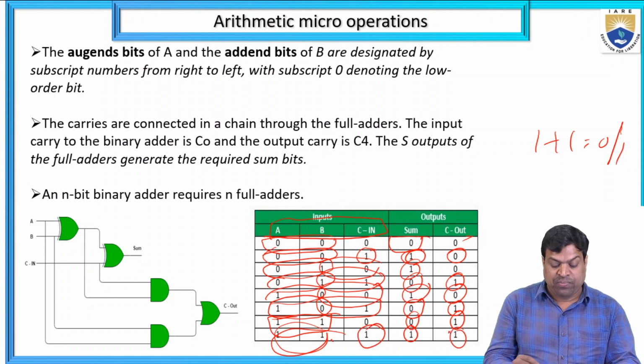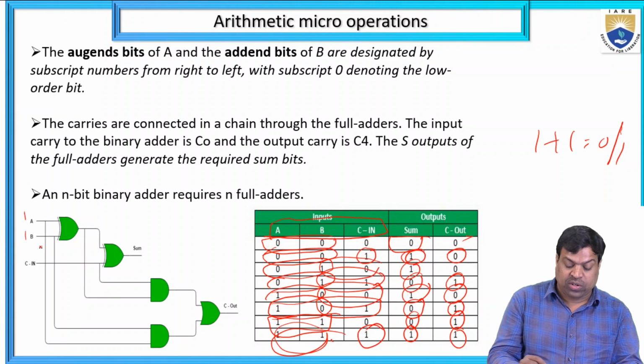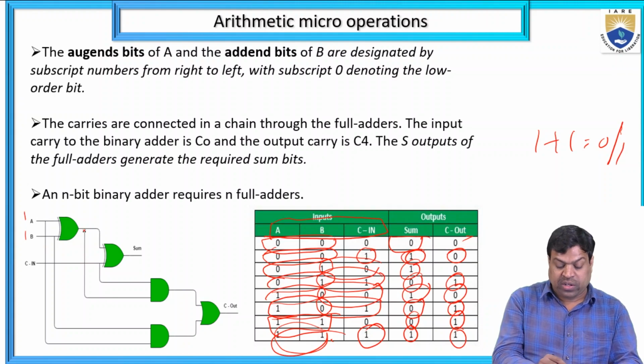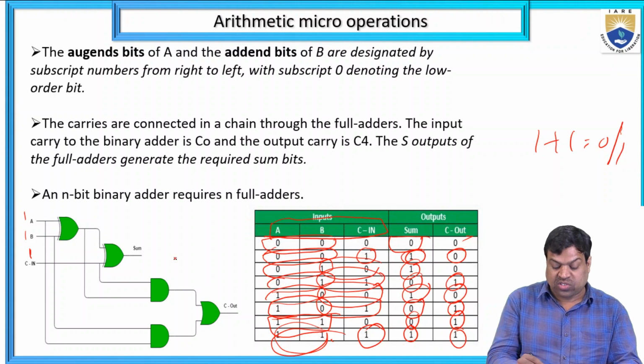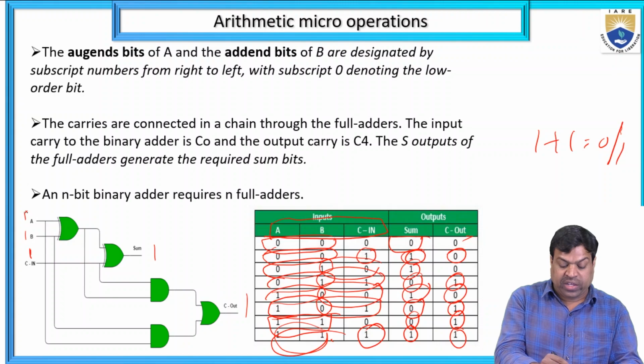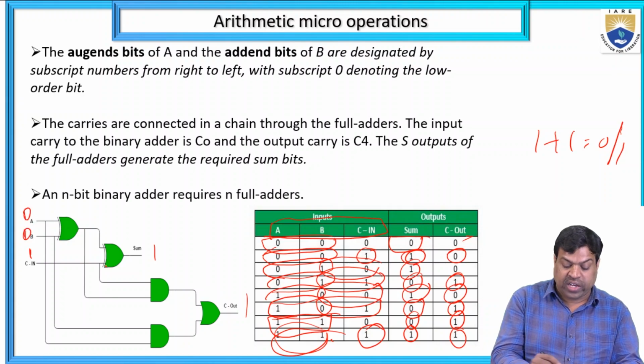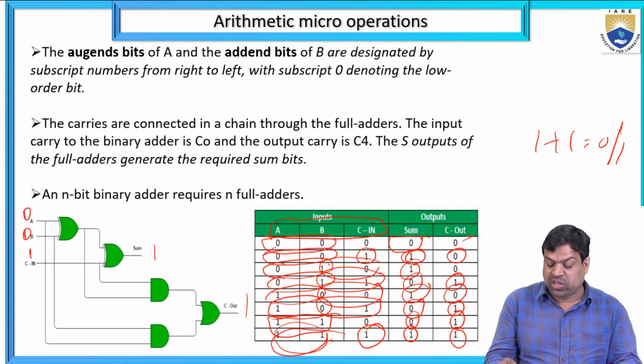So here I am taking A equal to 1, B equal to 1. So what is happening? A equal to 1, B equal to 1. Is there any carry? Yes, there is a carry. Then what is our sum? Sum equal to 1, carry out equal to 1. If I am taking A equal to 0 and B equal to 0, carry equal to 1, what will happen? Sum equal to 1, carry equal to 0. Like this.